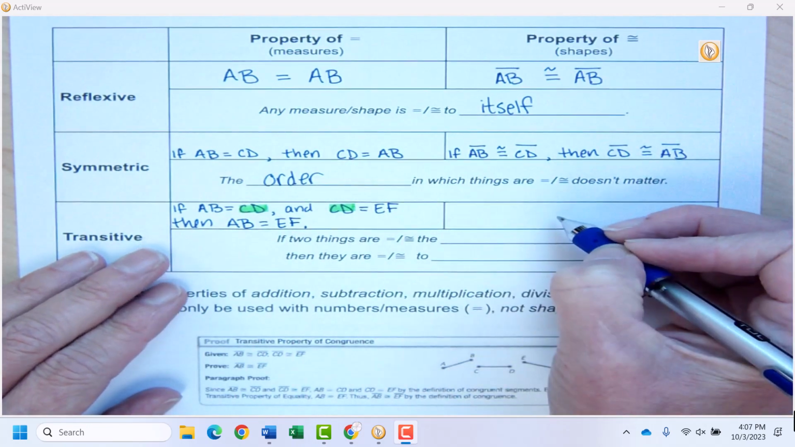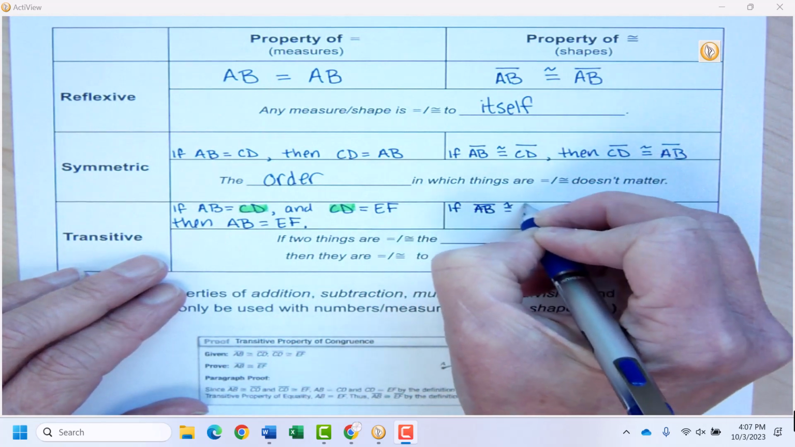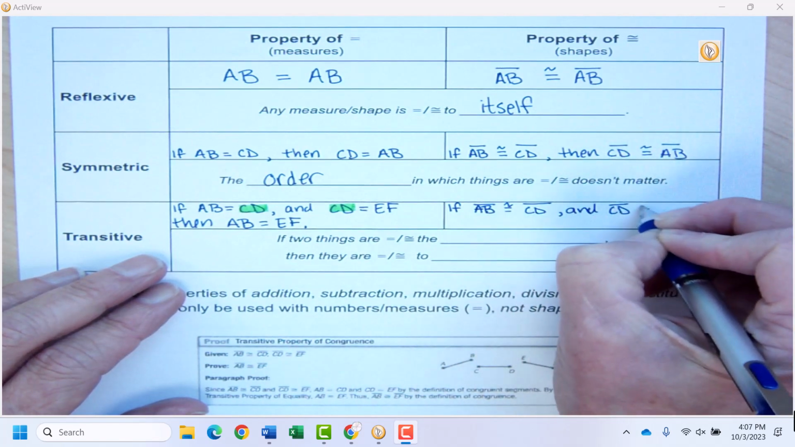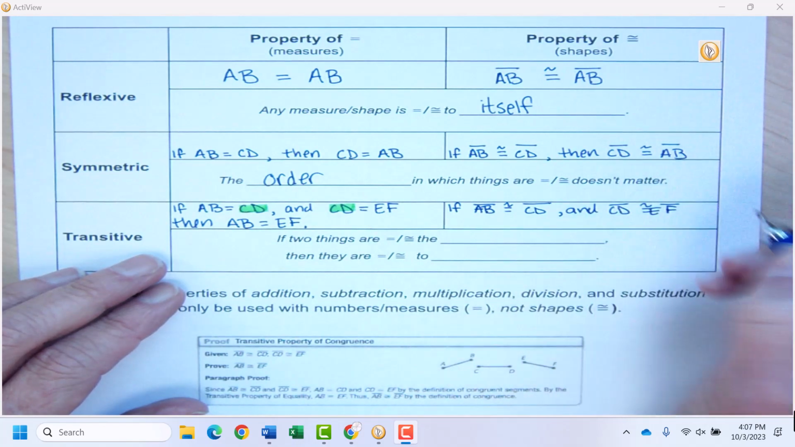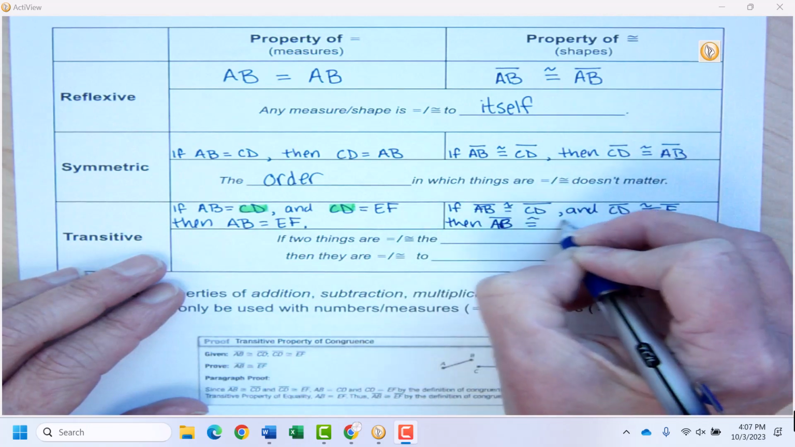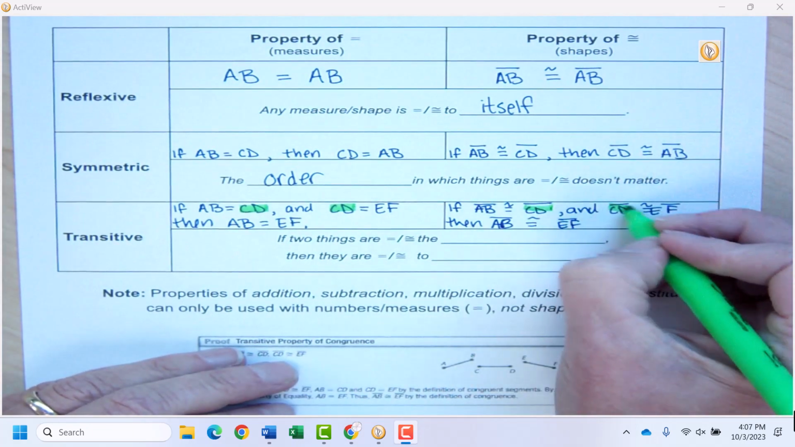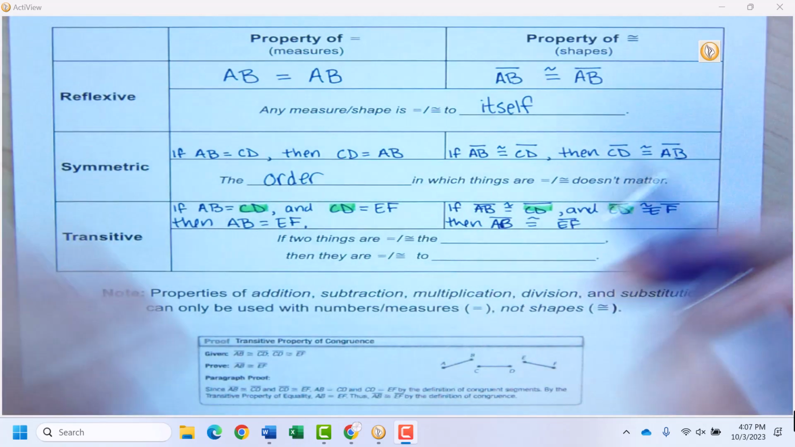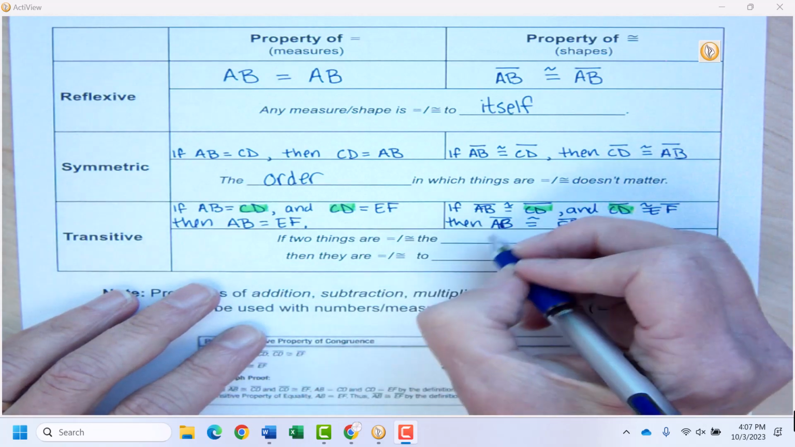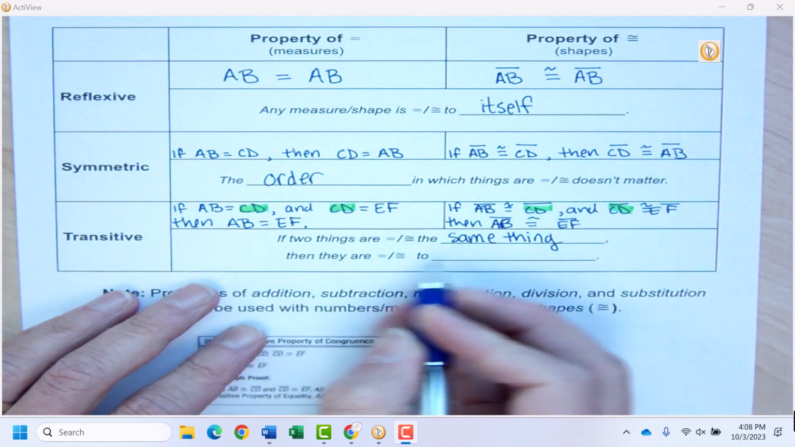And I'm going to write the same thing for congruence and talk about shapes. If segment AB is congruent to segment CD, and segment CD is congruent to segment EF, then segment AB is congruent to segment EF. Again, if they're congruent to the same thing, they're congruent to each other. Let's go ahead and write that much down. If two things are equal to or congruent to the same thing, then they are equal or congruent to each other.